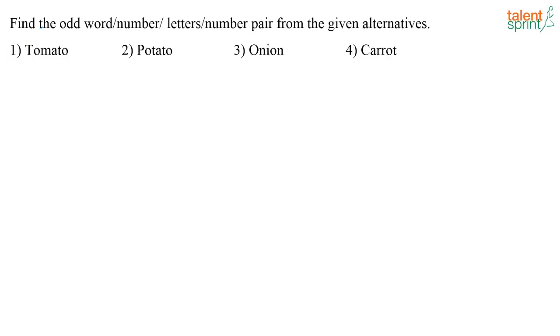Next. Again, a very easy one. Find out the odd word, number or letters or number pair from the given alternatives. Here the correct answer is tomato, because everything else grows underground, right? Only tomatoes grow above the ground.